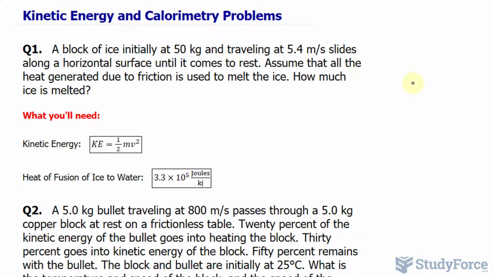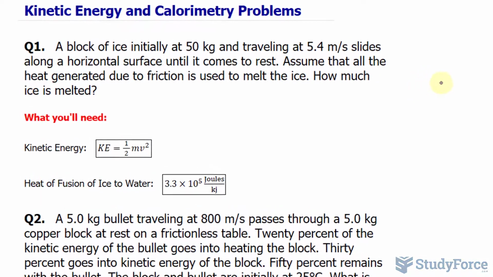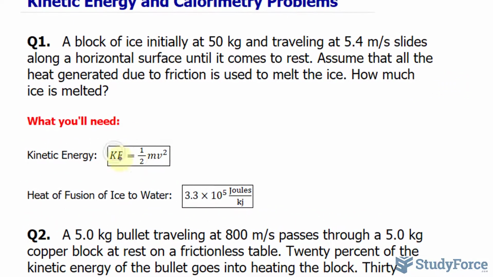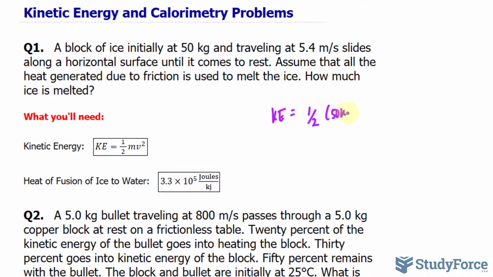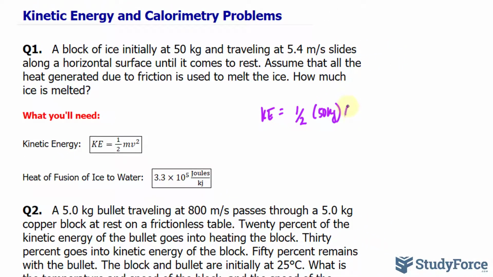To answer this question, you have to calculate the kinetic energy of the ice as it's moving. And what they're asking is, if all that kinetic energy went into melting the ice, how much of that ice would have melted? So we'll begin by calculating the kinetic energy, and the formula for that is shown right there. We have kinetic energy is equal to half times the mass, which is 50 kilograms, times the velocity being 5.4 raised to the power of 2.